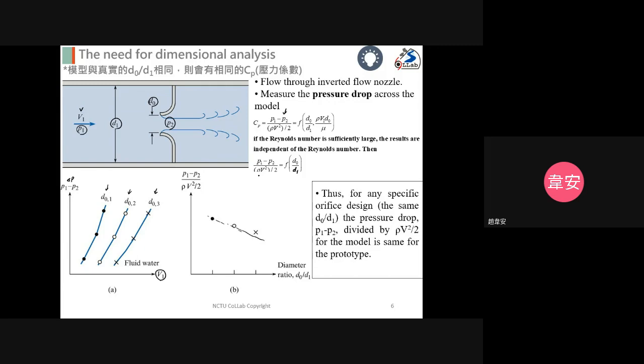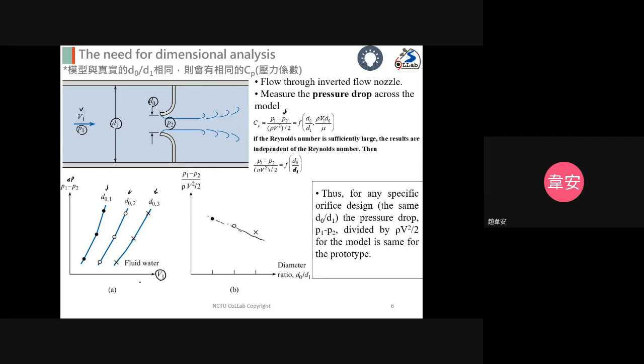Okay, and then you see there is no dimension, and there is also no dimension. This is dimensionless parameters. So if we conduct the dimensional analysis and try to get some dimensionless parameters, then we can see the simple relationship between two dimensionless parameters.